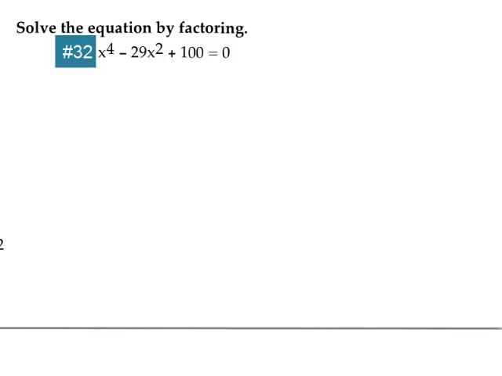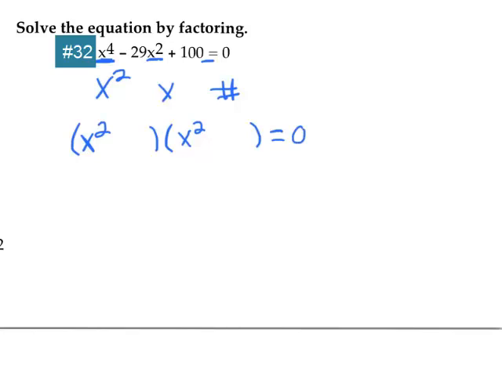27. Solve the equation by factoring. So notice that this is x to the fourth and x squared and nothing. Normally we have x squared and x and a number. So that's going to make this get split up into x squared in our parentheses instead of just x's. But otherwise it works the same way as what we're used to.